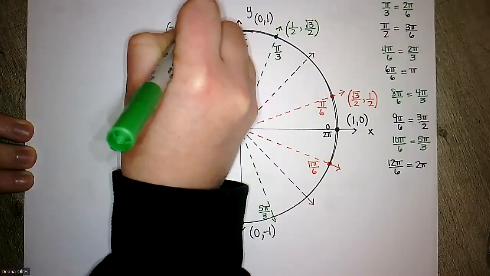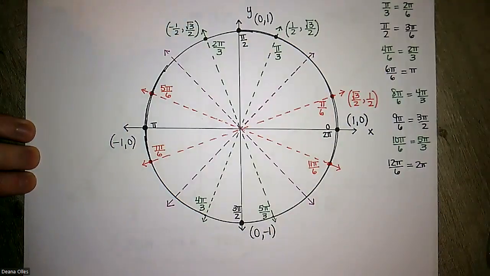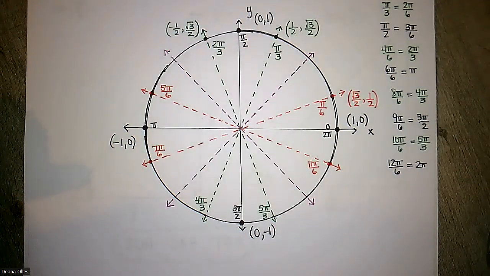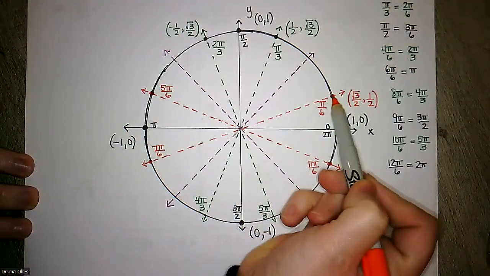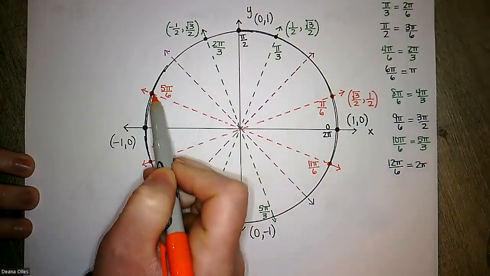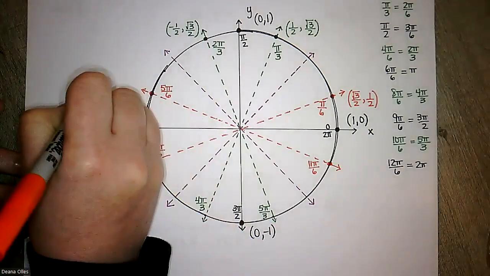All I have to think about is how symmetry is going to get me to that coordinate. Let's take this coordinate. Instead of positive root 3 over 2, we're going to be at negative root 3 over 2 for x.